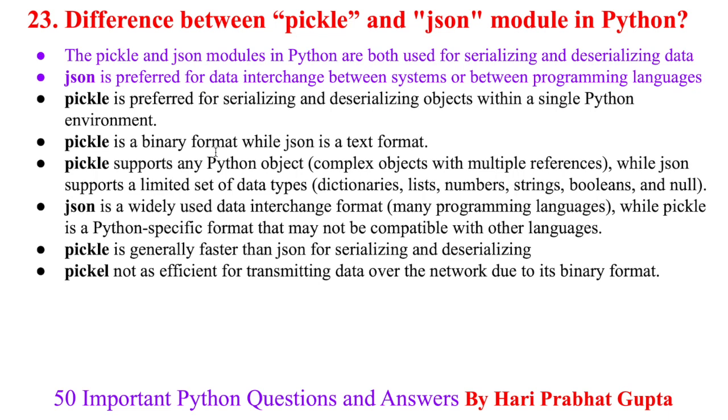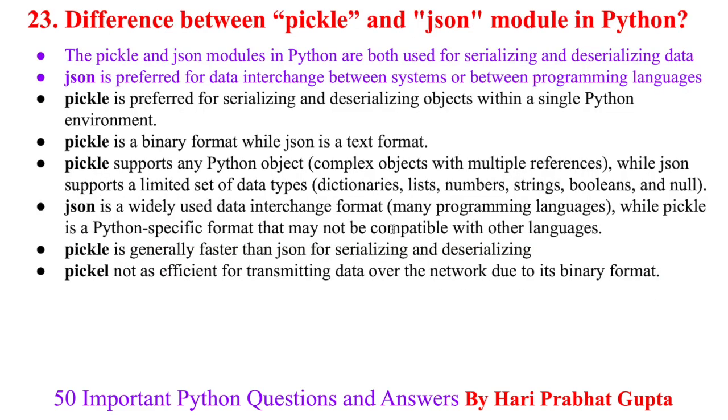null values. From a compatibility point of view, JSON is a widely used data interchange format that is compatible with many programming languages, while pickle is a Python-specific format that may not be compatible with other programming languages. And from a performance point of view, pickle is generally faster than JSON for serialization and deserialization, but it is not efficient for transmitting data over the network due to its binary format.